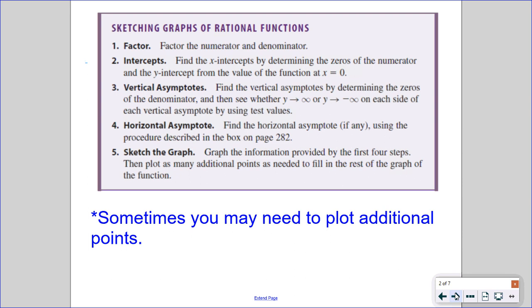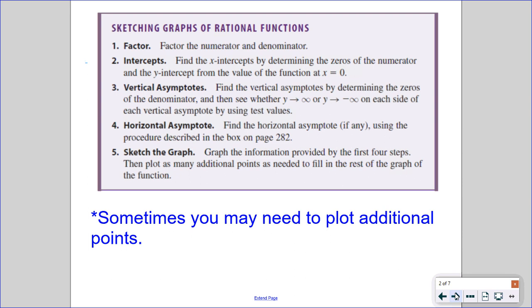The first thing you always want to do is factor the numerator and the denominator. To find the intercepts, the x-intercepts are the zeros of the numerator, as long as it's not also a zero of the denominator. And then the y-intercept comes from the value of the function at x equals 0. That's another way of saying plug in 0 for x. To find the vertical asymptotes, you determine the zeros of the denominator, as long as they're not also zeros of the numerator, because remember, that's when you actually have a hole in the graph.